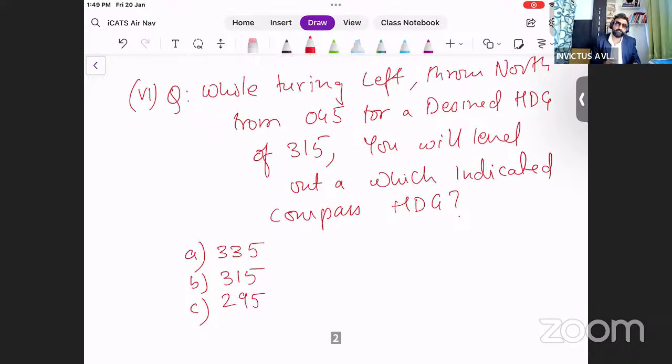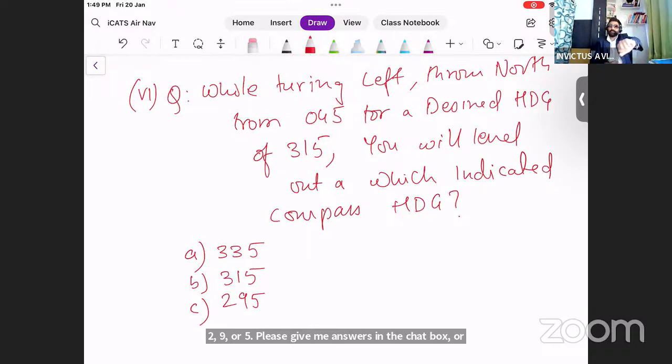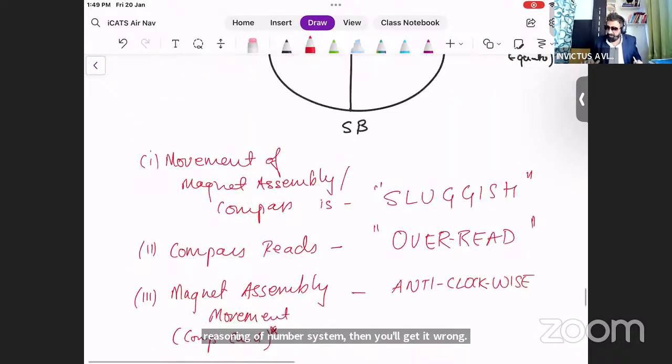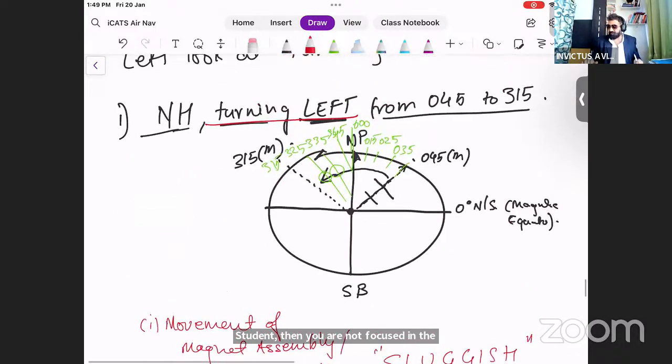Please give me answers in the chat box or WhatsApp chat. First, try chat box once more. If I don't get it, I'll tell you. You can just copy paste it in your WhatsApp chat also. If you just relate it with our basic logical reasoning of number system, then you'll get it wrong, student. Then you are not focused in the class.